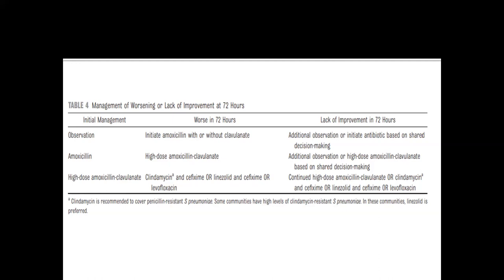If again there is a lack of improvement within 72 hours, we can provide additional observation and or initiate antibiotics. Additional observation, if there is high dose amoxicillin clavulanate going on, again we have to make a shared decision making. We can continue the same and have a watchful expectation unless the child is developing any complications. So again, if high dose amoxicillin clavulanate was given initially, then we can continue the same thing, high dose, or go for clindamycin.